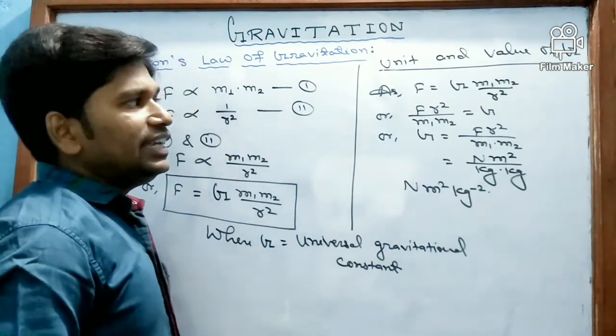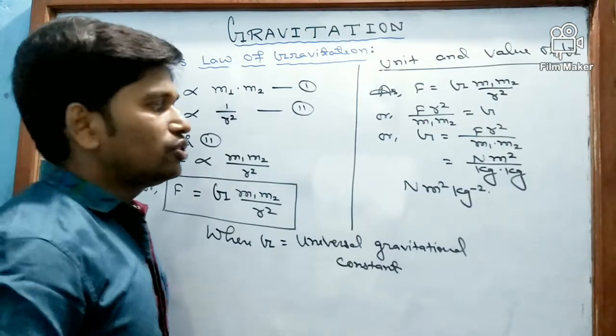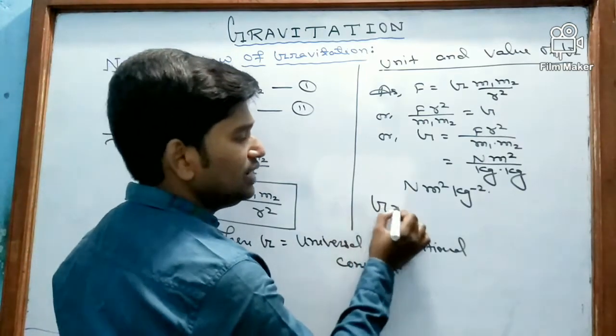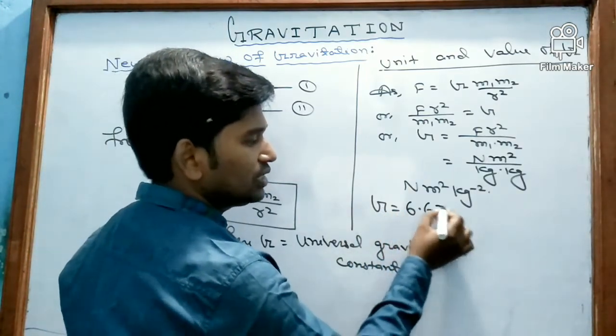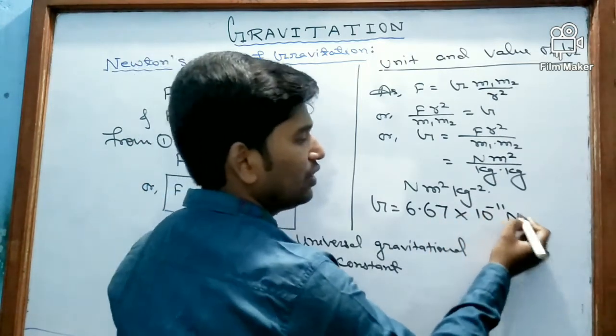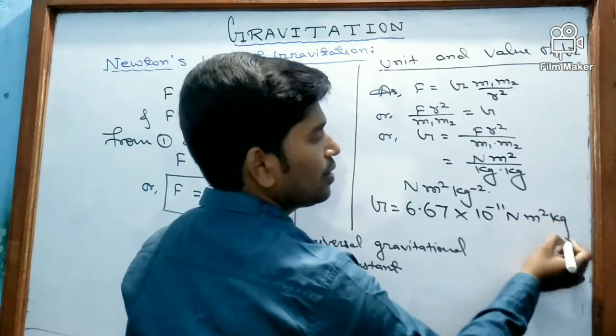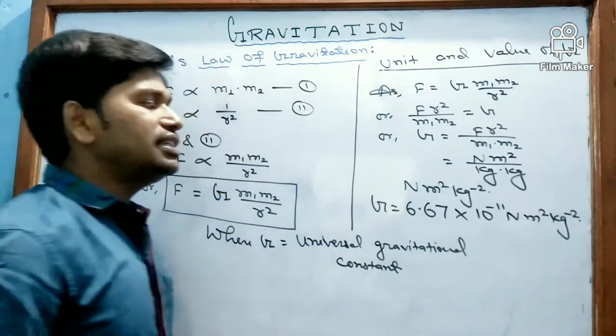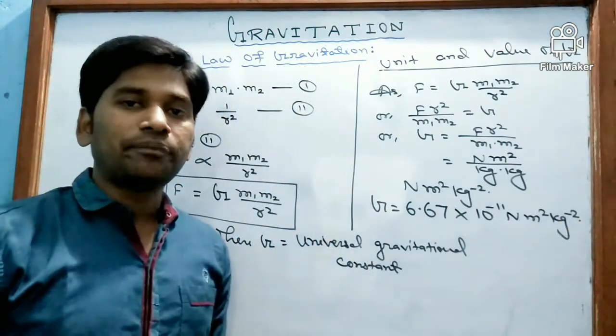If we write the value of this G, we get G equals 6.67 into 10 to the power minus 11 Newton meter square per kg square. This is the value of G.